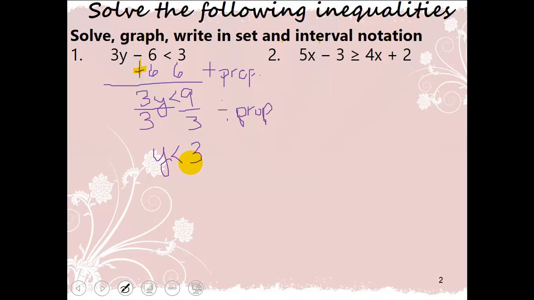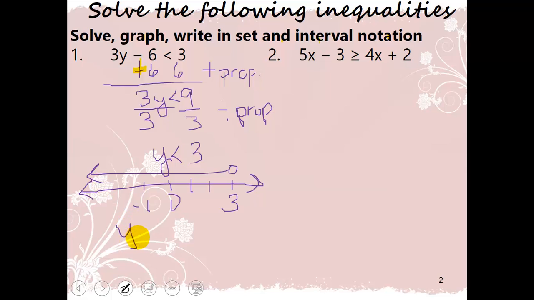In set notation, well, let's see, I solved it, so let's graph it. Let's do it in the order that they give us. Here's 0, 1, 2, 3, and -1, and then open dot, because it doesn't include the endpoint, and so I get all y's such that y is less than 3. I'm going to make a note that's set notation.